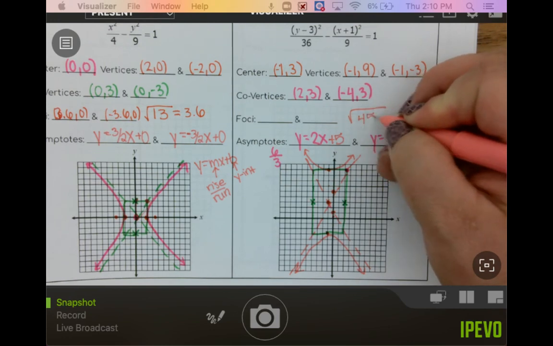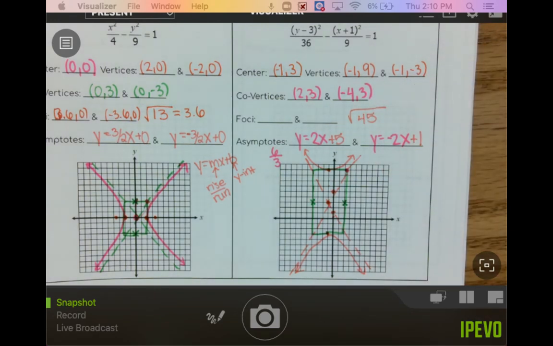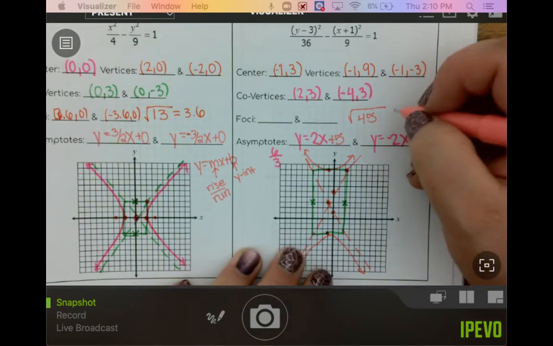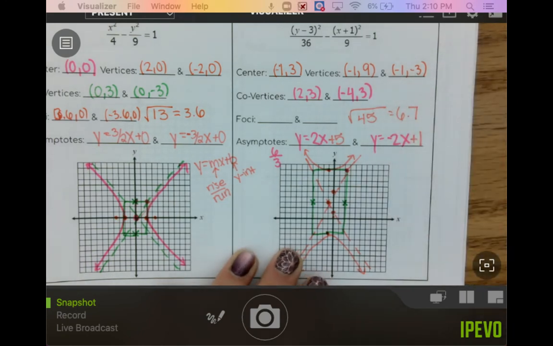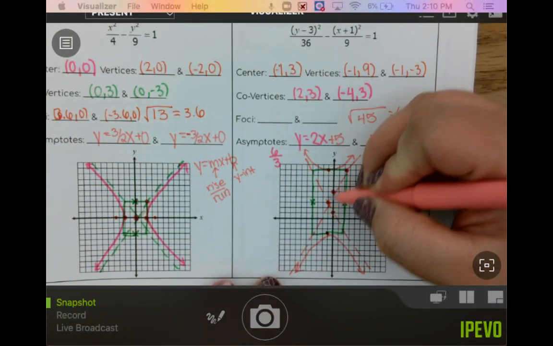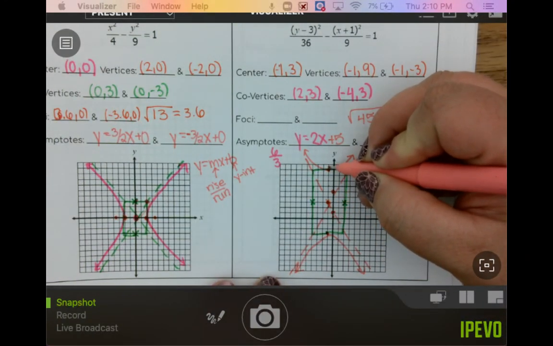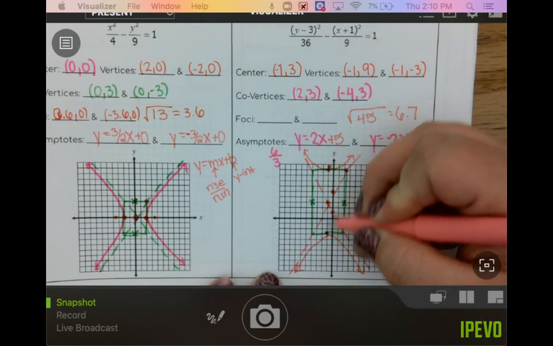Okay, for the foci, square root of the two bottom parts added together. 36 plus 9 is 45. And the square root of 45 is 6.7. So I'm going to go from the center up 6.7 and down 6.7.